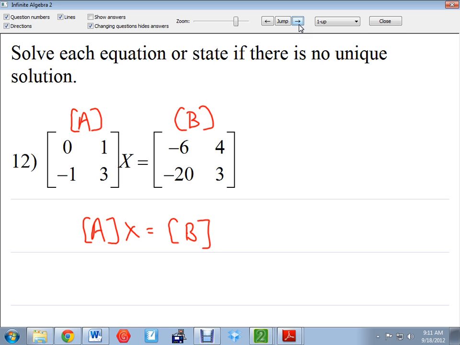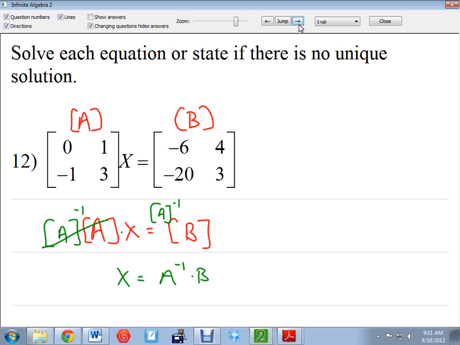And in order to undo the matrix multiplication here, we need to multiply by A's inverse, because when you multiply a matrix by its inverse, that'll cancel the matrix out. Of course, if we do that on the left side, we've got to do that on the right side as well. The thing is, remember that matrix multiplication is not commutative. So I cannot say B times A inverse. I have to say A inverse times B. We want to make sure that we're doing that in the right order. So this will leave me X is equal to the inverse of matrix A times matrix B. Whatever that is, that's going to be the solution.